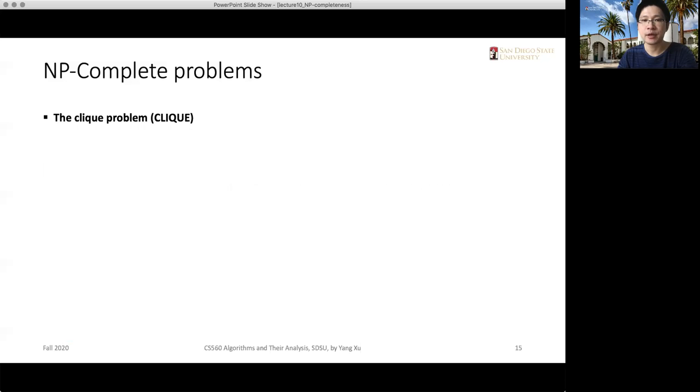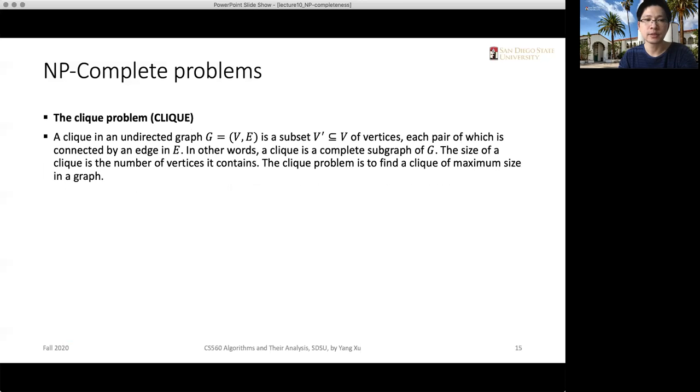And the last two types are two graph-based algorithms. The first one is called a clique. A clique of an undirected graph is a subset of vertices, and each pair of the vertices is connected by an edge. So it's a complete subgraph of G. The size of a clique is the number of vertices it contains. So the clique problem is to find a clique of maximum size.